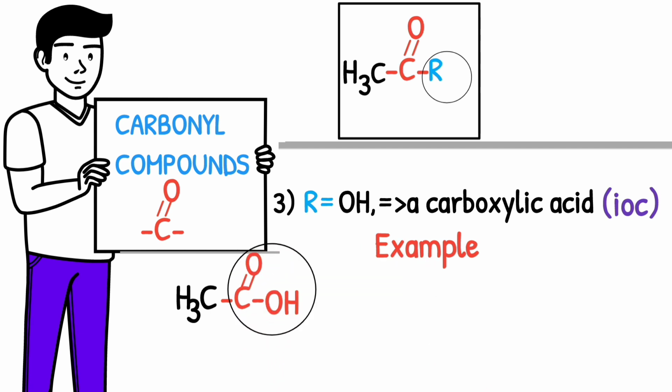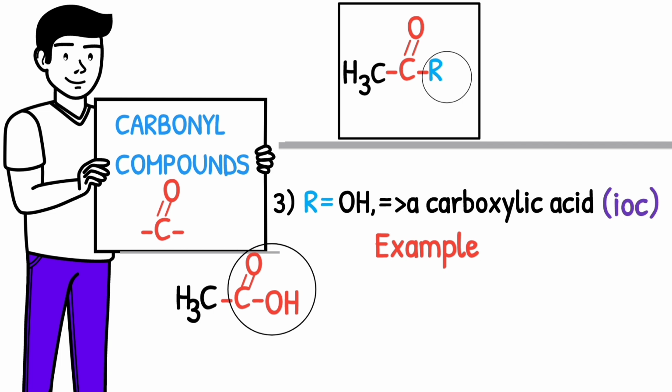This is our example when we replace our R with OH. We have our methyl group and our R has been replaced. So this is a carboxylic acid, and we have seen the functional group circled. How can we name this carboxylic acid? We remember that the name for carboxylic acid ends with oic acid.